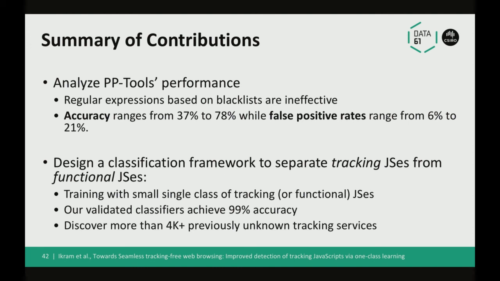With the new framework that we designed in our work, which can be trained with only a single class, I have shown how we can train a classifier that achieves validity accuracy up to 99%. And of course, in the process, we can discover trackers that were previously unknown to the privacy preserving lists or blacklist services.